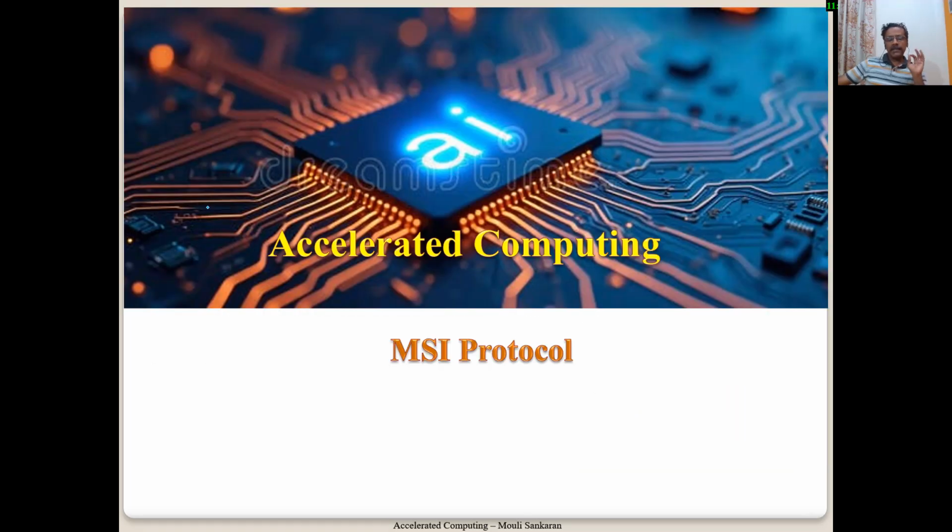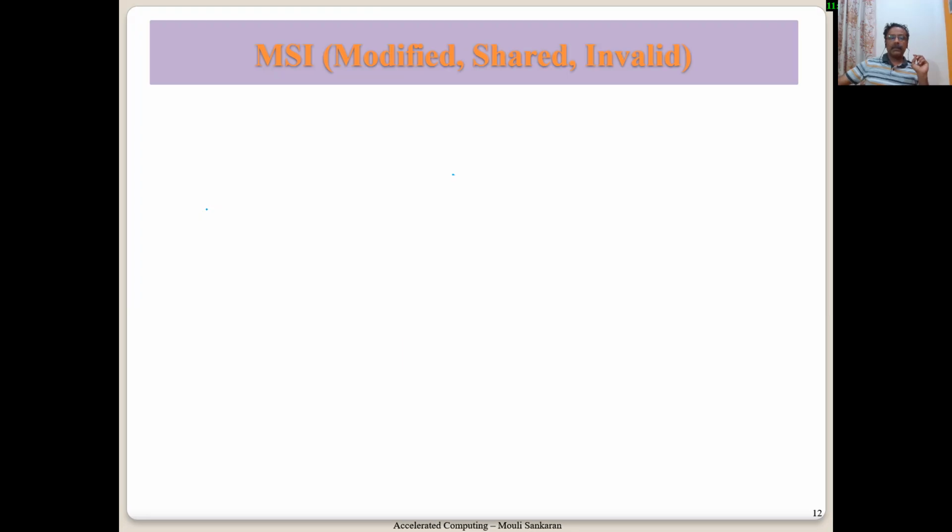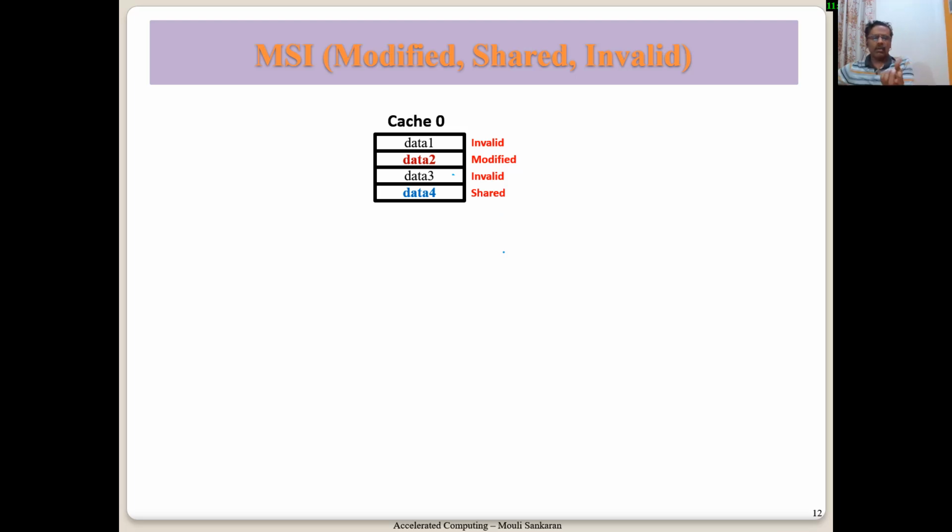Now, MSI is nothing but three states of every block in a cache, which are modified, shared, and invalid. Okay. Now let us understand each of those states. I am showing you a cache 0, which is having a data 1. It's not a single byte or a word. It is a cache line block. It is always in terms of a block within the cache. So they can be in any of these three states: invalid or modified or shared.